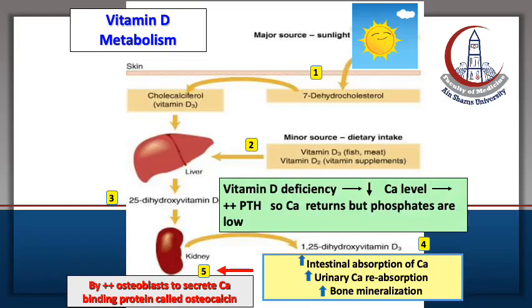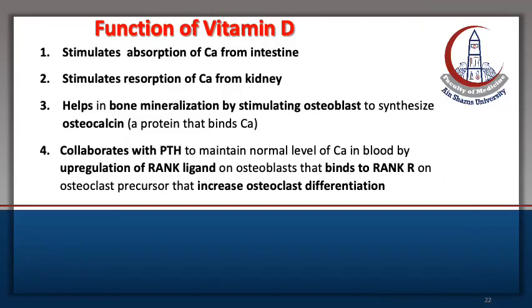In cases of vitamin D deficiency, there will be a drop in calcium level. This will stimulate parathyroid hormone production that helps returning the calcium level to normal, but at the expense of phosphate level that is excreted in the urine. Thus the calcium phosphate ratio becomes abnormal. This will prevent laying down of calcium in the bone matrix, and thus mineralization of the bone will not occur.